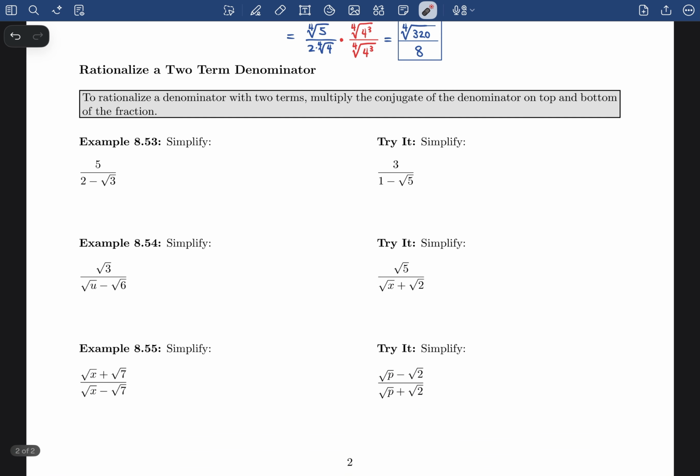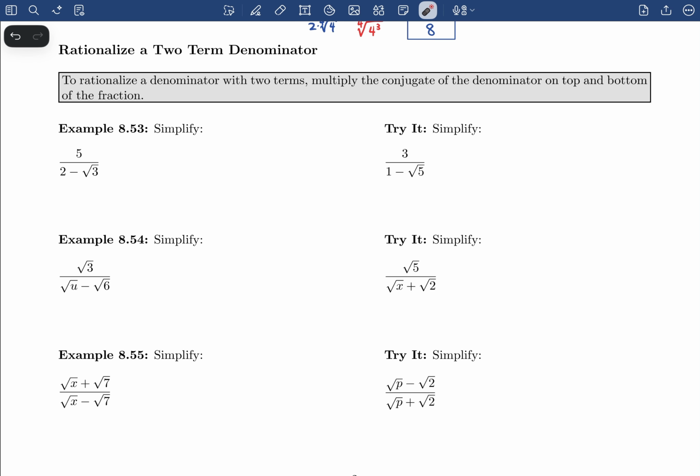Now, to finish our lesson today, our final objective is to rationalize a two-term denominator. To rationalize a denominator with two terms, like this, look at this denominator. It has not one term, but two terms in it. Terms are separated by addition or subtraction. So the first term is 2, and the second term is root 3 with subtraction between them. Yeah, and here it is again, and this one again. So to rationalize a denominator with two terms, multiply the conjugate of the denominator on top and bottom of the fraction.